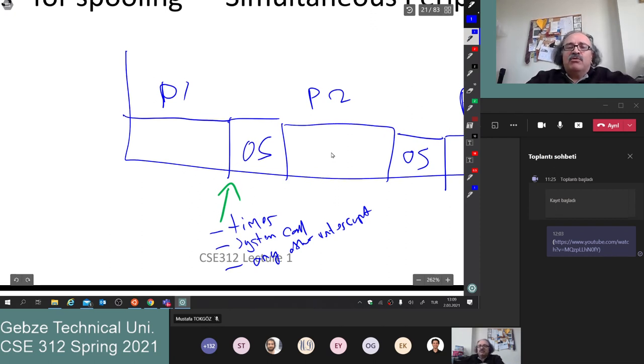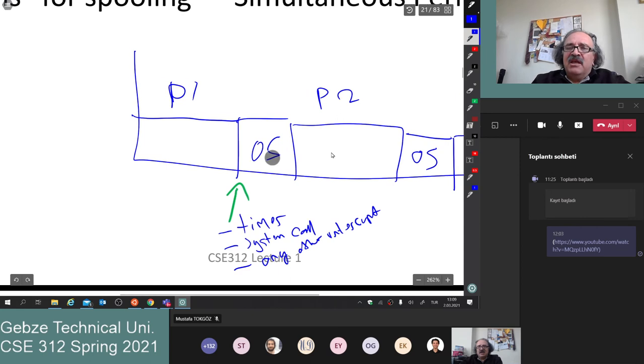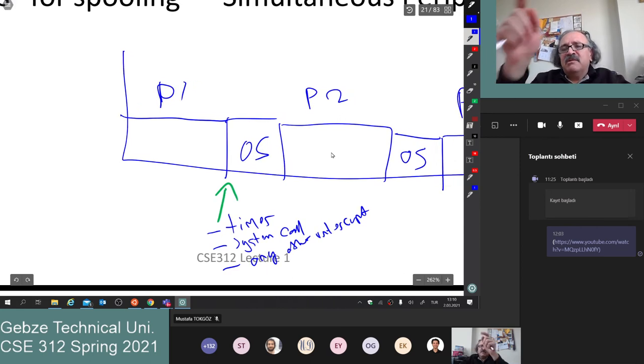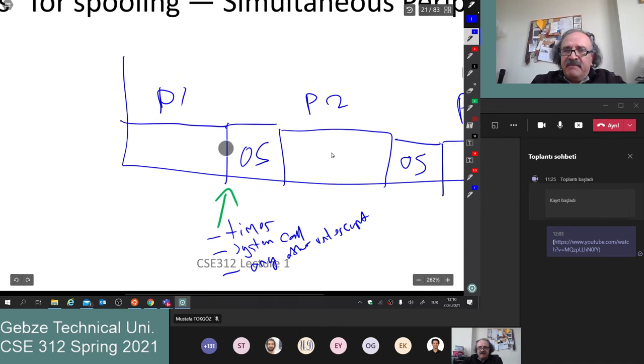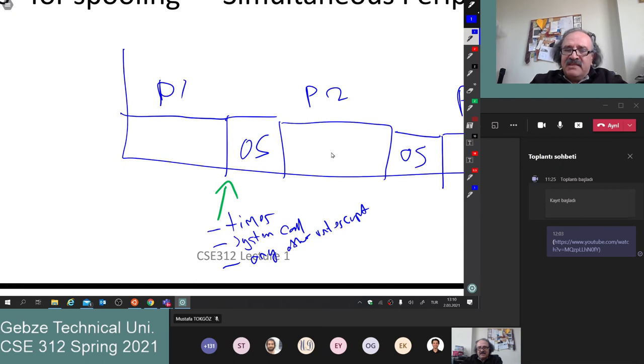In that case, program one is automatically stopped, and the operating system takes over the CPU and handles the interrupt. It loads all the data from the disk controller to the memory, and then the operating system makes a decision. It will either go back to P1, or this time it will go to P2. So this line happens because of either a system call or a timer or any other interrupt.